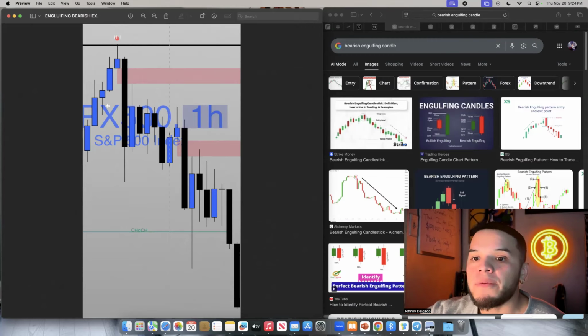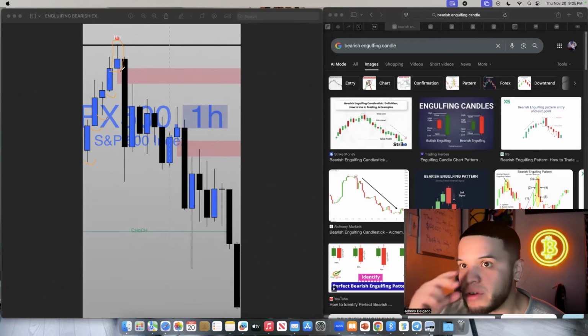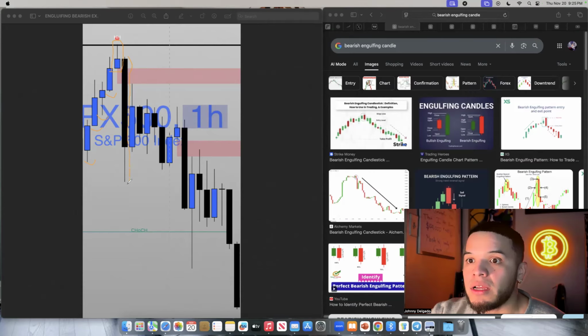In this specific example, we see a candle here, candle here, candle here, and candle here being created and printed. After we created technically here a shooting star pattern, which I'll show you another example of, we printed this massive engulfing candle here that engulfed all of this dynamic liquidity.